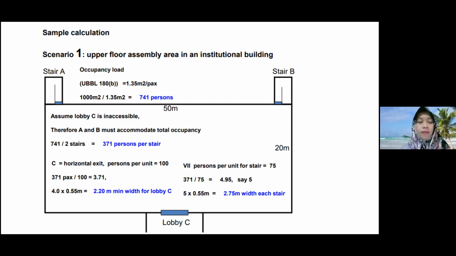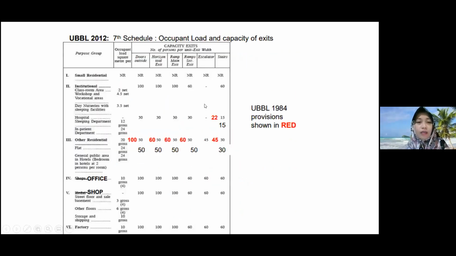You have to study. Okay, the sample question for scenario 1, we have to refer together with Schedule 7. So maybe some of you or everybody need to open Schedule 7 together. Schedule 7, I'm not so sure what the page is, but you have to see this Schedule 7. Occupant load and capacity of exit. This is how you want to read.